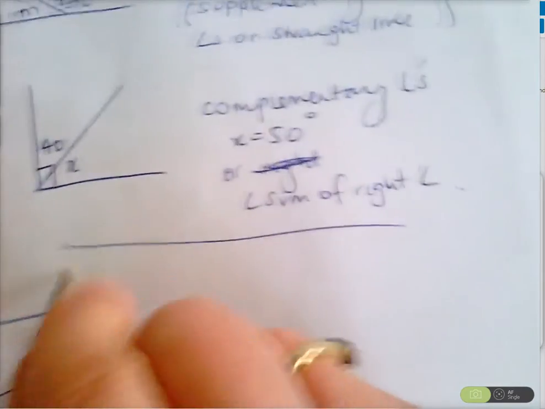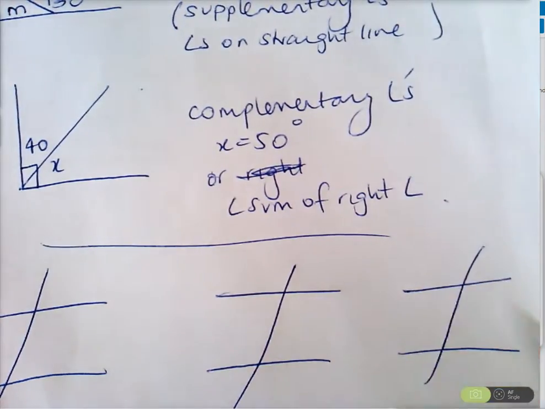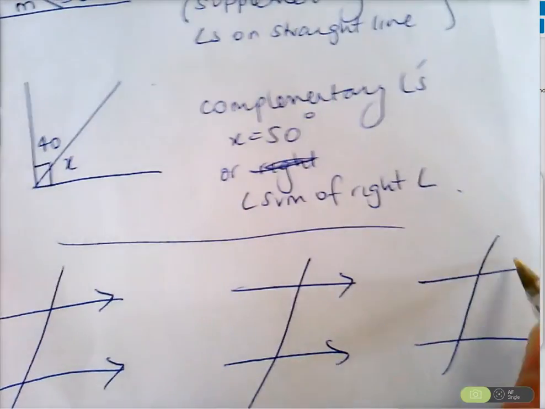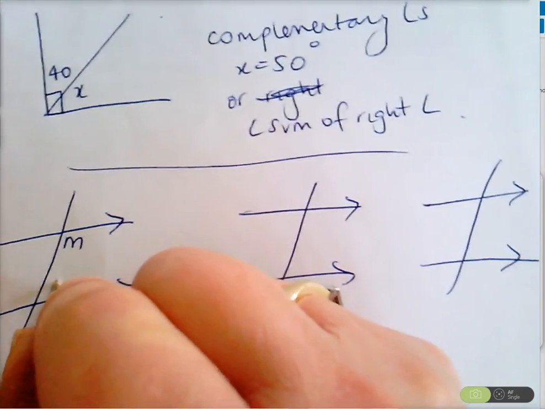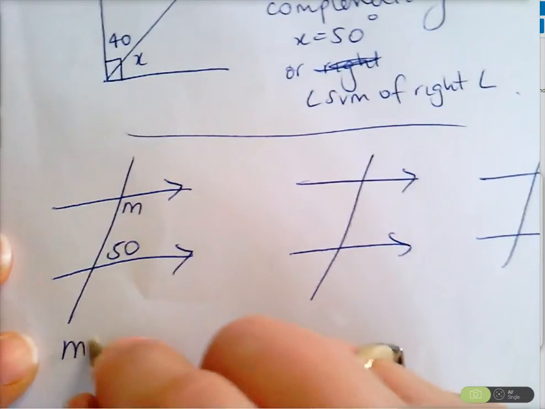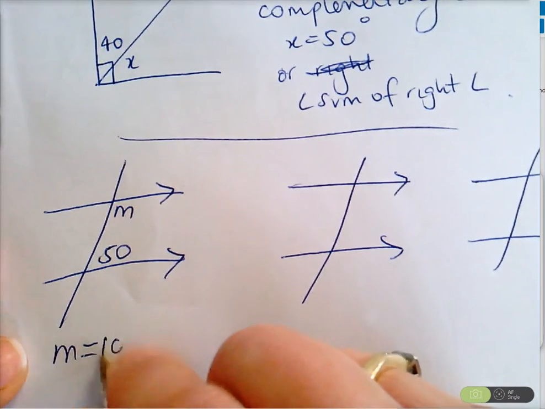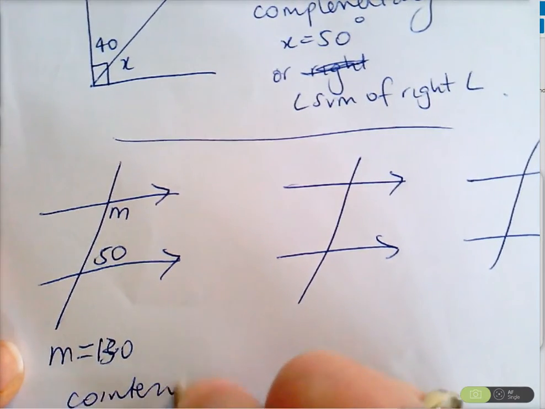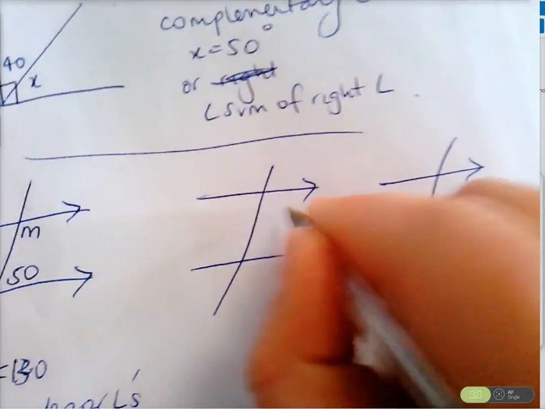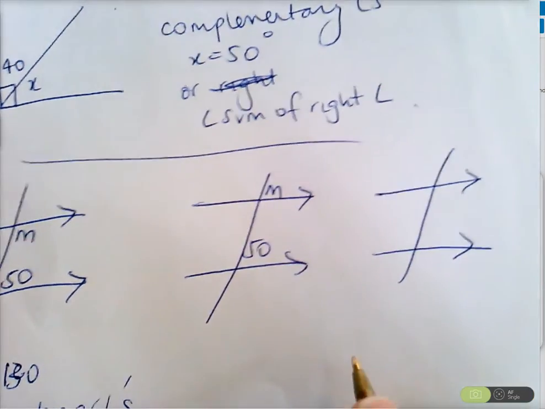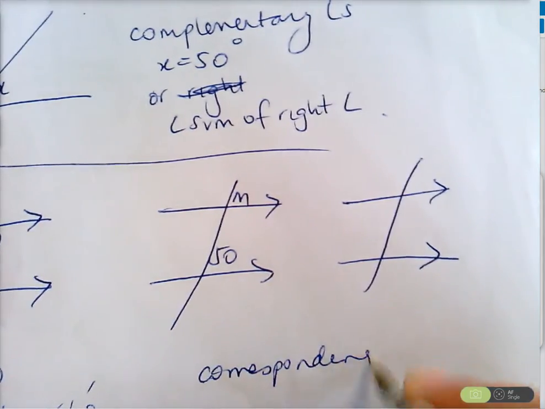Then you've got the three parallel ones, girls, the three parallel types. Now everything you do is going to be a combination of these, girls. So if we've got M and 50, what's those two? What's the relationship? Co-interior. Yep, M is 130, co-interior angles. Parallel lines. The next type, anyone? Corresponding. And the last type?